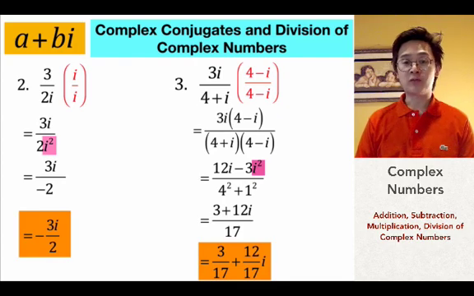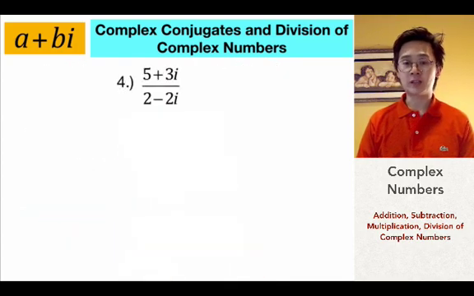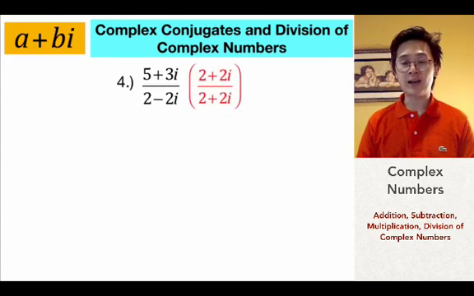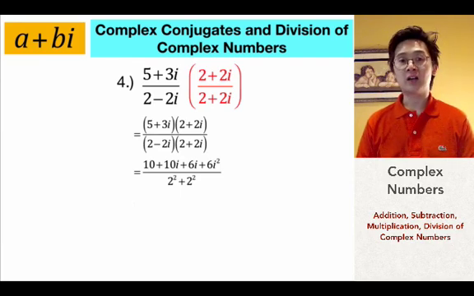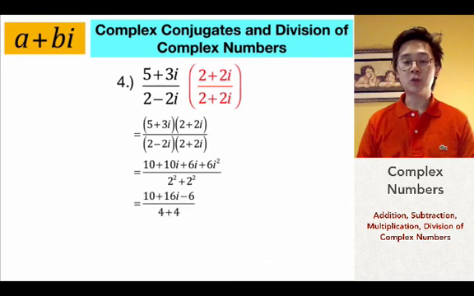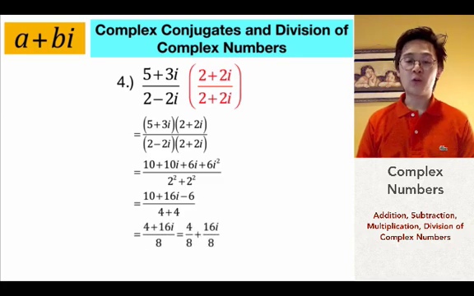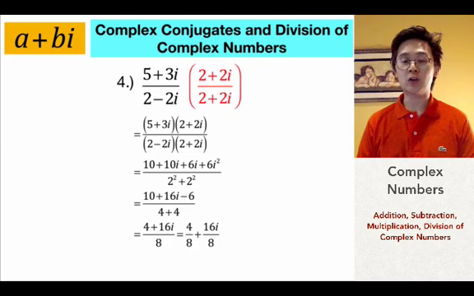And for the last example for rationalizing or dividing complex numbers, by multiplying the complex conjugate, we'll be FOILing the numerator and using the complex conjugate formula for the denominator. So we'll end up with 10 plus 10i plus 6i plus 6i squared in the numerator, and we'll have the square of 2 plus the square of 2 in the denominator because they're complex conjugates. So by simplifying the numerator, we'll have 10 plus 16i minus 6, and 10 minus 6 is equal to 4. We'll end up with 4 over 8 plus 16i all over 8.